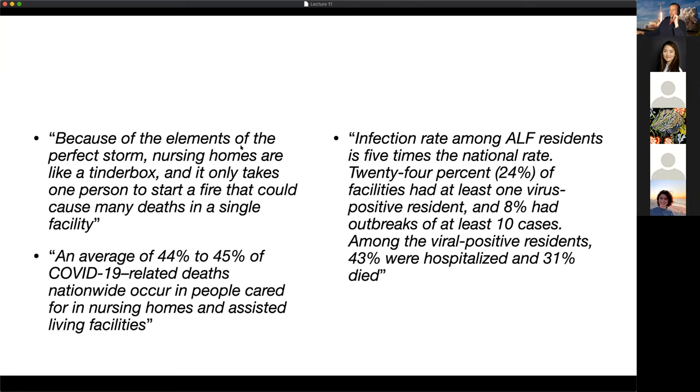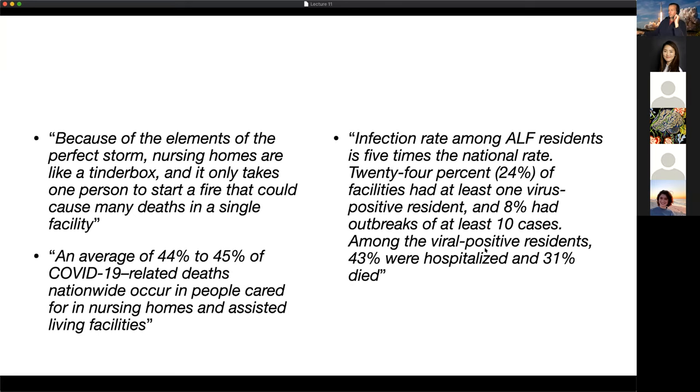in a single facility. An average of 44% to 45% of COVID-19 related deaths nationwide occur in people cared for in nursing homes and assisted living facilities. I'm sure you've heard it was a large fraction, but I'm not sure you realized it was this large of a fraction. Infection rate amongst assisted living facility residents is 5 times the national average. You have 24% of facilities with at least one virus positive resident and 8% in outbreaks of at least 10 cases.